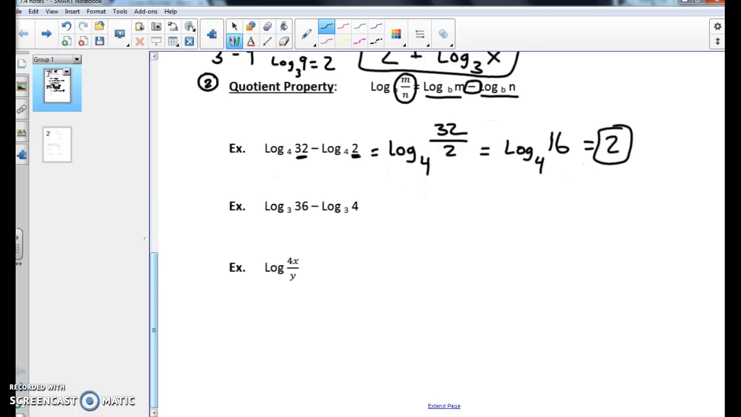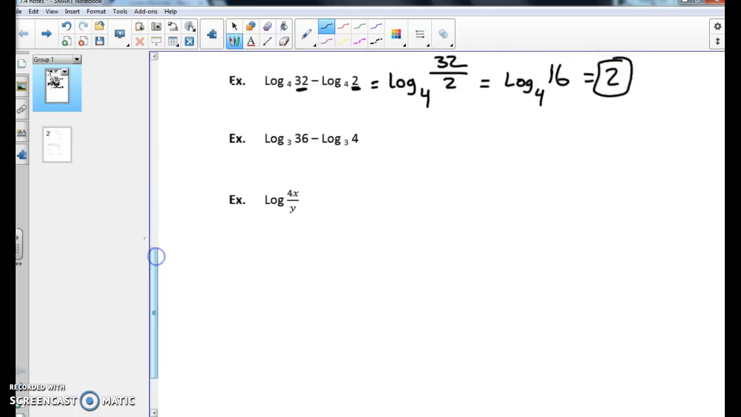Next one, another problem with two logs separated by subtraction. So let's go ahead and combine it into one log. This time we are in base 3, and we're going to have 36 divided by 4. Well, 36 over 4 is going to simplify to 9. So now we've got log base 3 of 9.